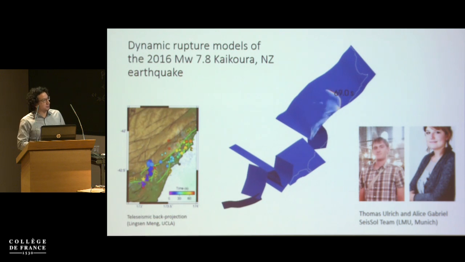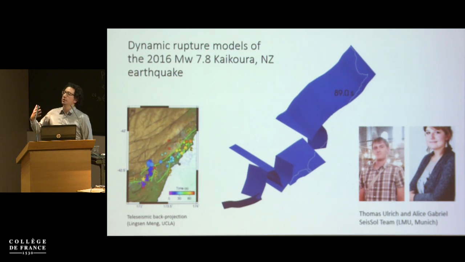And this is nice work in collaboration with Alice Gabriel and her team in Munich. So we're now in a position where we can start doing these very large-scale dynamic rupture simulations very quickly, actually, after an earthquake happens. And we'll soon be in a position where there's going to be a very strong synergy between dynamic rupture modeling and source inversion and source imaging. We'll be able to put more physical constraints into the characterization of earthquake sources. But we're not there yet.